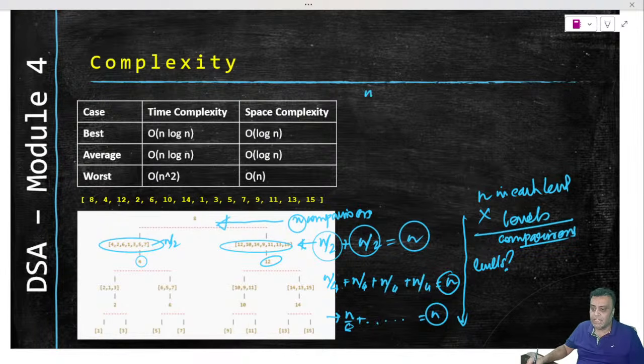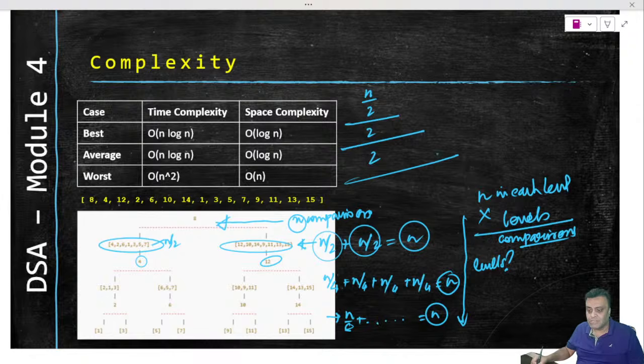See, I am dividing n by 2. Next time I am dividing this by 2. Next time I am dividing this by 2. Till what happens? Till I reach 1. So I am dividing n by 2 to the power how many times? The number of levels, if I take as k, then 2 to the power k times I am dividing. So this is 1 time, 2 times, 3 times. So I can write 2 to the power k times if k is my total number of levels, which is also the height of the tree.